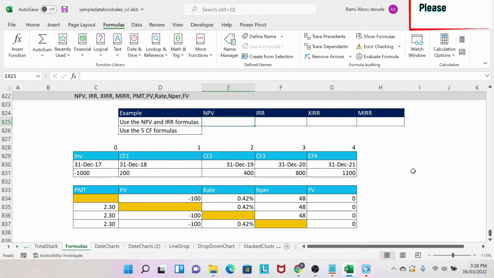This lesson will be interesting for all of you who are into finance or want to understand the number that you get from a bank whenever you take a loan. So let's start. We'll start with NPV. So I have some cash flows here.